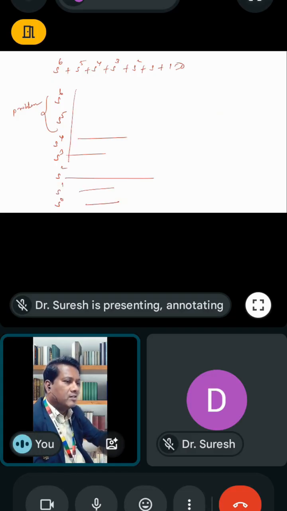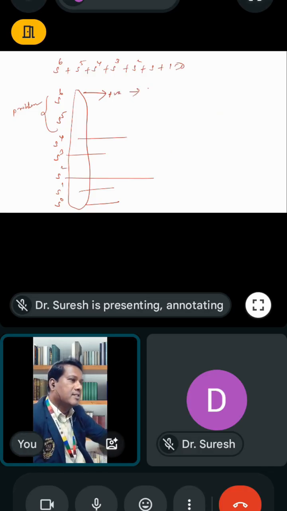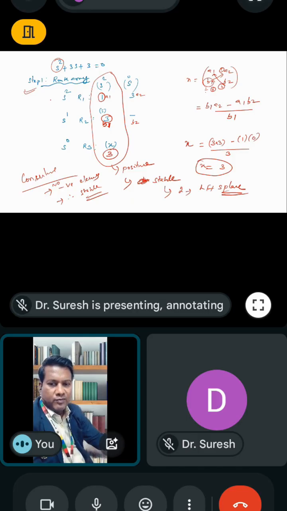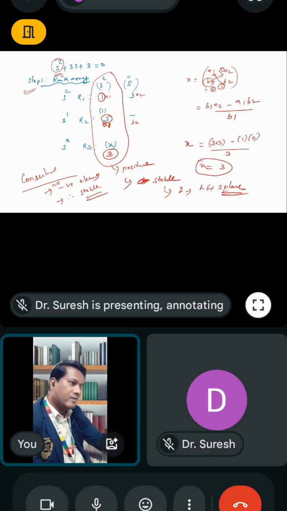After calculation, check the first column. If the first column elements are positive, then the system is stable. If any one is negative, the system is unstable. So after calculation, inspect the first column. If all the elements are positive, then the system is stable, which means that both the two roots lie in the left half of the S-plane.